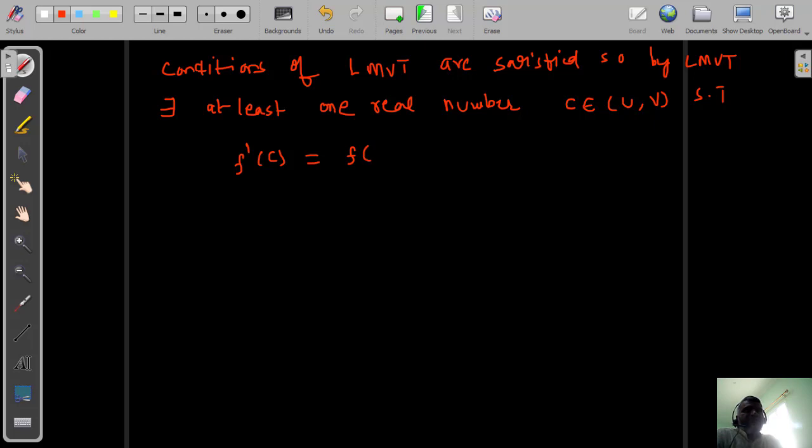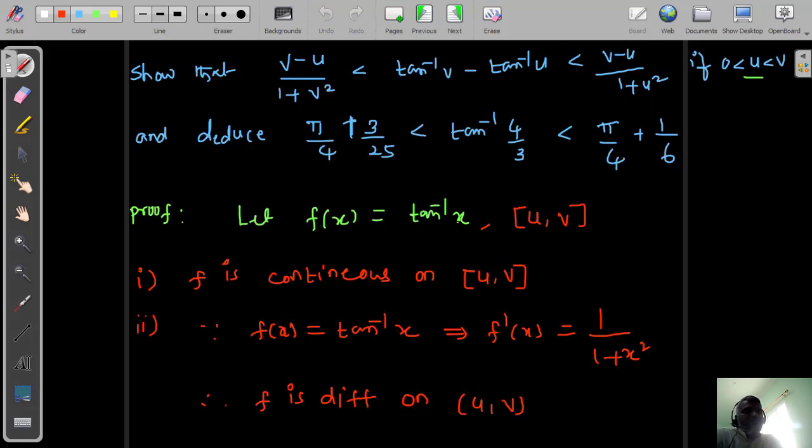f of b minus f of a divided by b minus a. f of b means f of v, minus f of a means f of u, divided by v minus u, not u minus v, v minus u. What is f dash of c? If you go back to the previous page, we have f dash of x. So plug in x equal to c, you will get f dash of c equal to 1 by 1 plus c square.